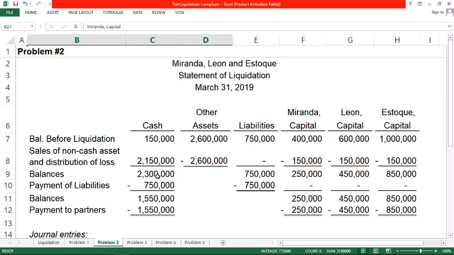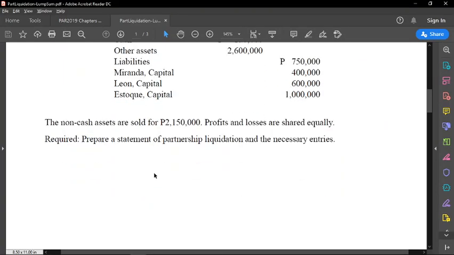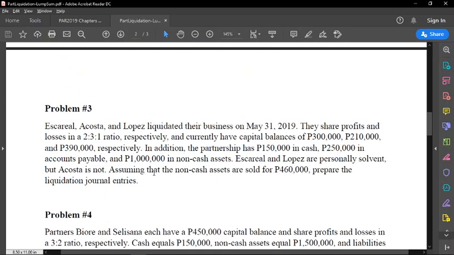Let us proceed to problem number 3 and let us have the Iscarial, Acosta, and Lopez partnership. They liquidated their business on May 31 and they share profits and losses in 2:3:1 ratio respectively and currently have capital balances of 300, 210, 390. In addition, the partnership has 150 in cash, 250 in accounts payable, and 1 million in non-cash assets.